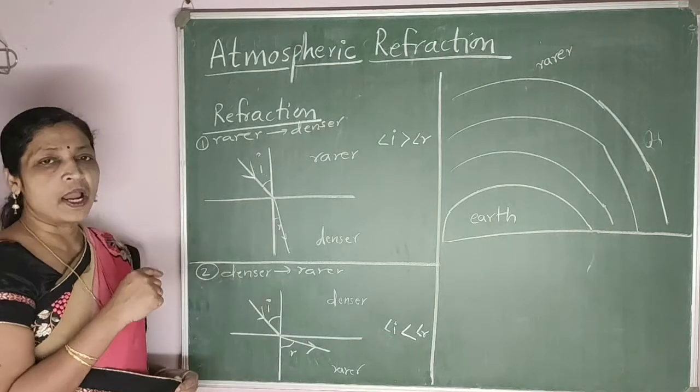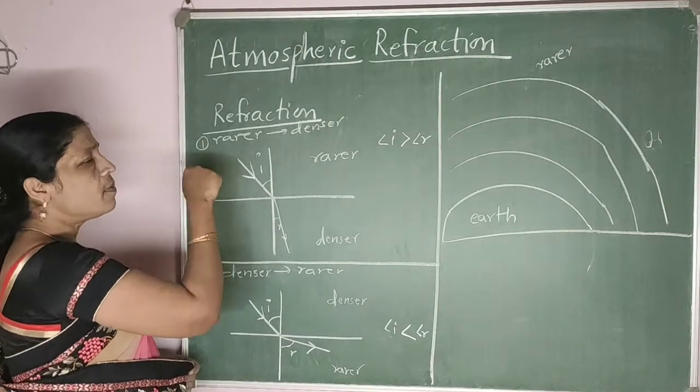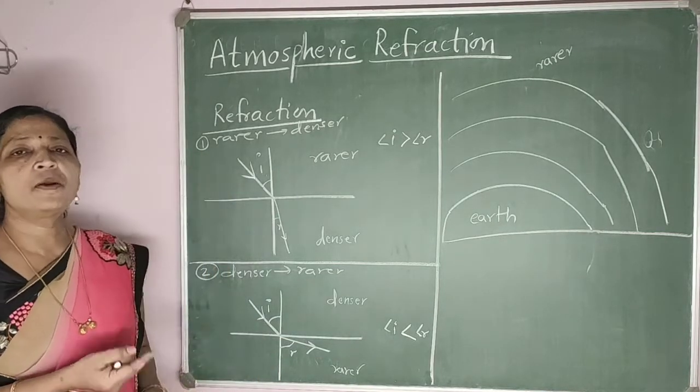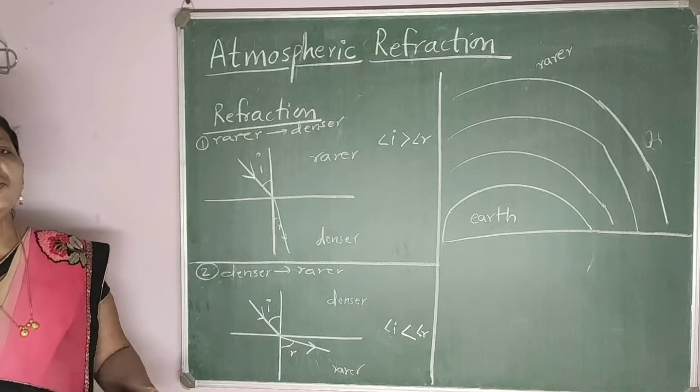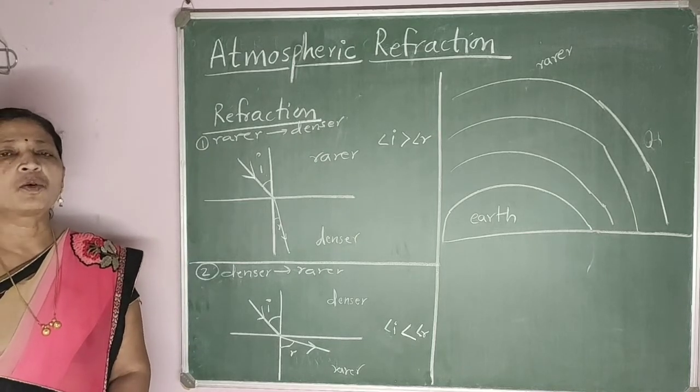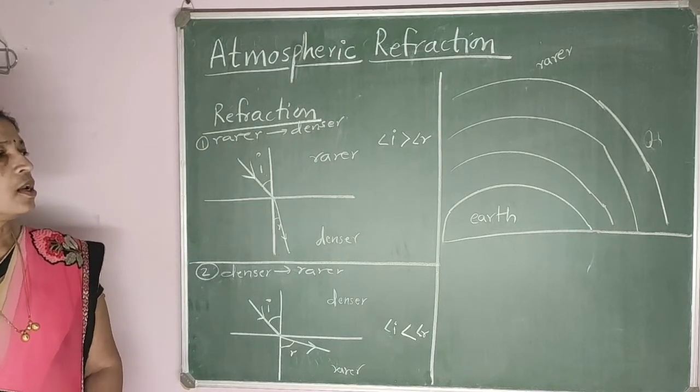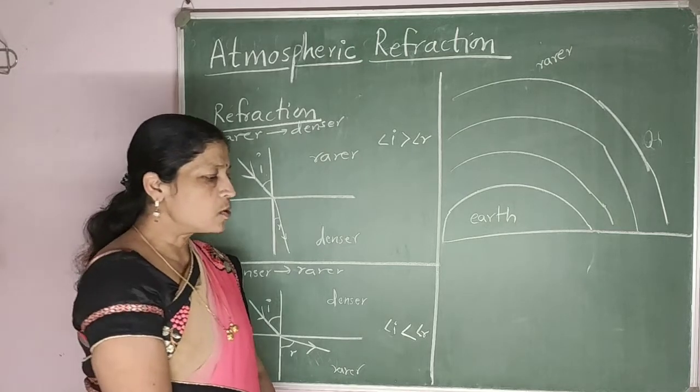Such a bending of light, when it goes from one medium to another having different refractive index, is called refraction. Now let us see what is atmospheric refraction.